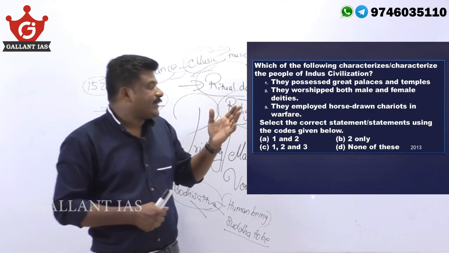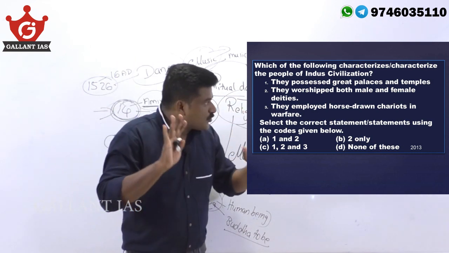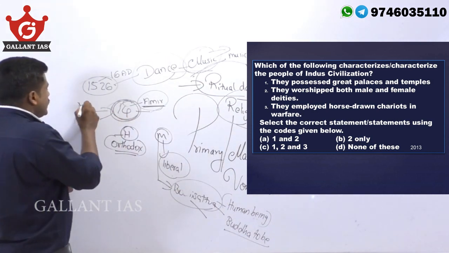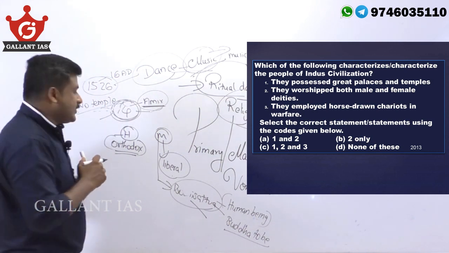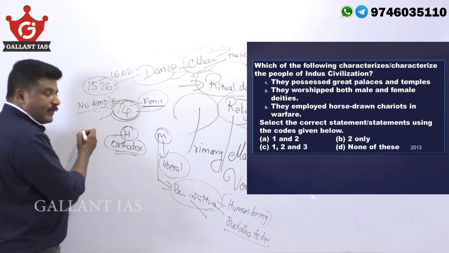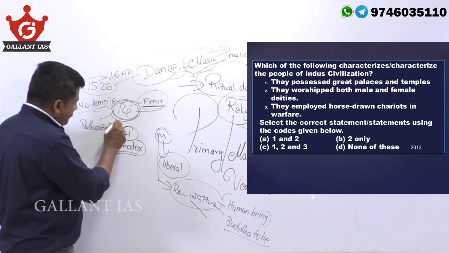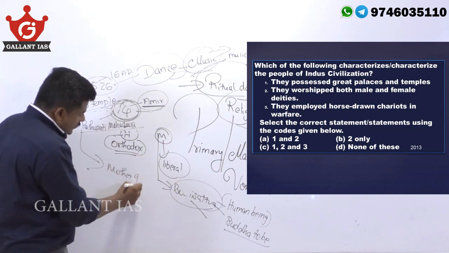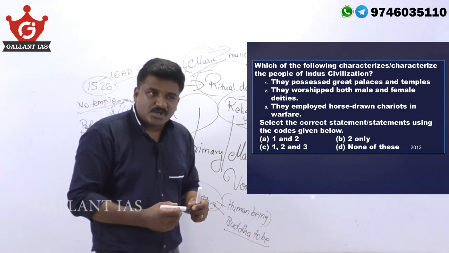Now again, the Indus Valley civilization, about which they asked 3 statements here. You look into that. They possessed great palaces and temples. Regarding the Indus Valley civilization, you know basic points like no temple worship was there. Also, you know, they worshipped both male and female deities. For example, Pashupati Mahadeva, and they worshipped the mother goddess. Okay, fertility cult worship was also there. So, with this information, you can answer it.